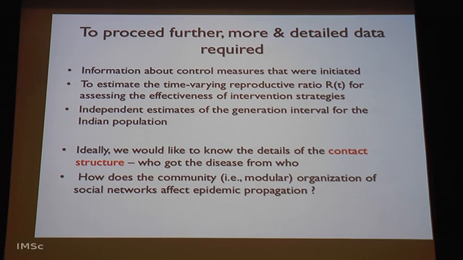The final and important thing, as I said, is the contact structure. The social contact network structure is very, very important, as it determines how the epidemic spreads from one person to another. To proceed further, we simulated a modular contact network over which the epidemic spreads. How does the community or modular organization of a social network affect epidemic propagation, especially the persistence of the epidemic at the endemic stage? We analyzed that.